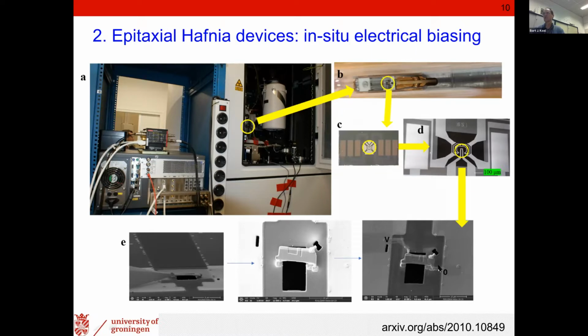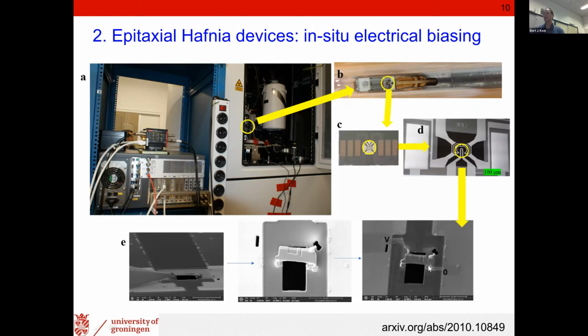So we have a special holder made available by Henny Zandbergen, which we can use in the microscope, and we can then produce with the focused ion beam a very thin lamella. And the lamella is really a complex device, as I will show, of different epitaxially grown oxides, and we can apply an electrical bias.